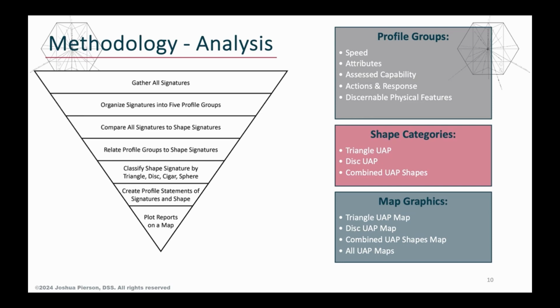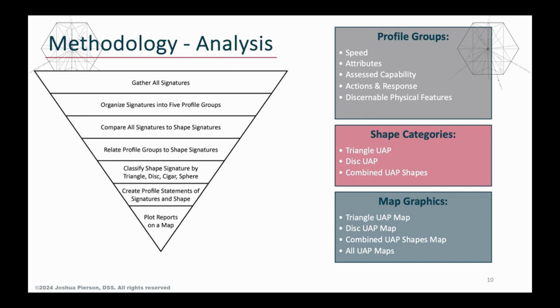I then looked for relationships between the profile groups and the shape signature. I had 12 different types of shapes reported, which were disc, triangle, sphere, circle, trapezoid, delta, cylinder, diamond, cube, cigar, square, and rectangle. Being that the data set did not offer itself to meaningful analysis when looking at 12 shapes, I classified these observed shapes into categories which were most relatable.